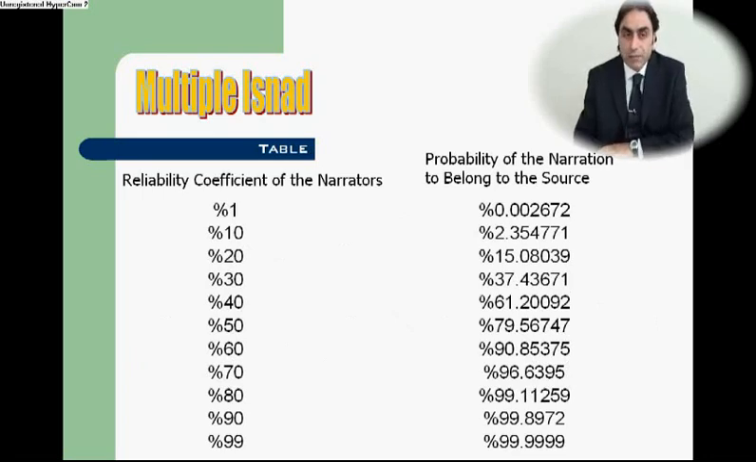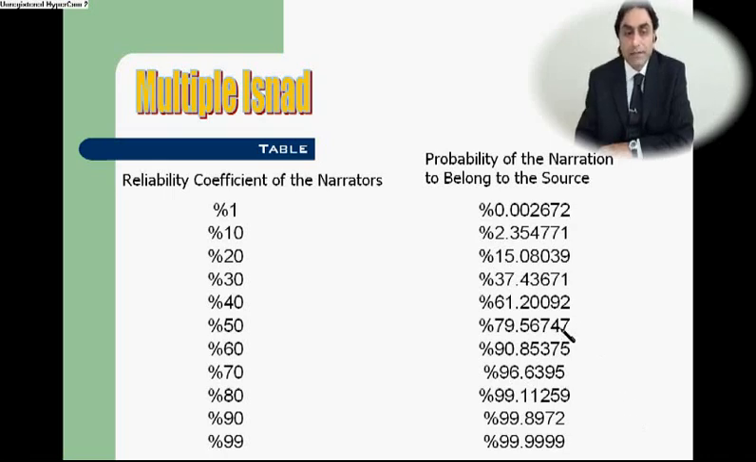Now let's look at the table here. In the table, results for the above-mentioned isnad are calculated with regard to the probable status of narrators, ranging from the weakest reliability coefficient to the strongest. As can clearly be seen from the table, such a type of isnad has a structure which is far from being feeble, so much so that when the reliability coefficient of the narrations is reduced until 50% by 10% each time, the reliability that the relevant narration belongs to the source to which it is attributed still seems to be very high.